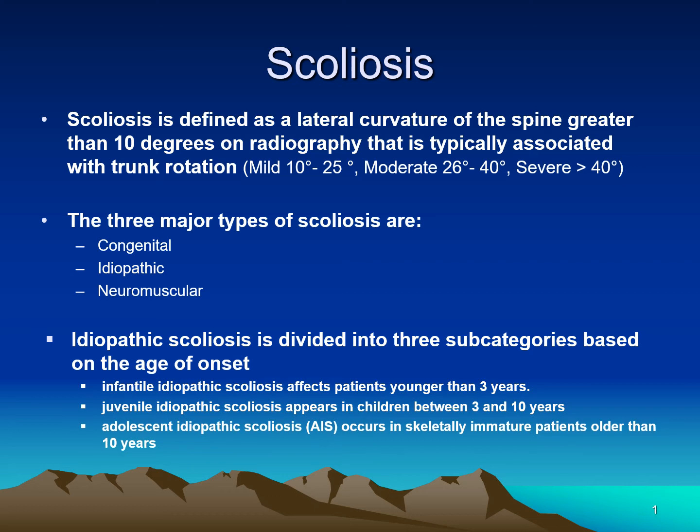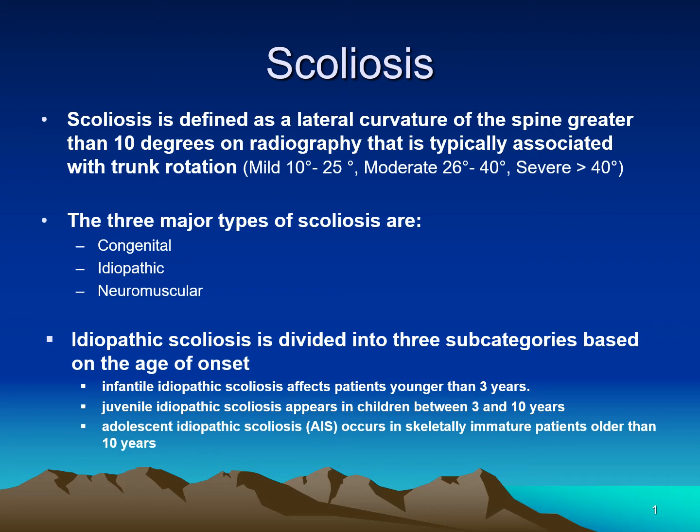All right, time to discuss Cox technique for the scoliotic patient. Scoliosis is defined as a lateral curvature of the spine that's greater than 10 degrees. Mild would be 10 to 25, moderate 26 to 40, severe greater than 40.